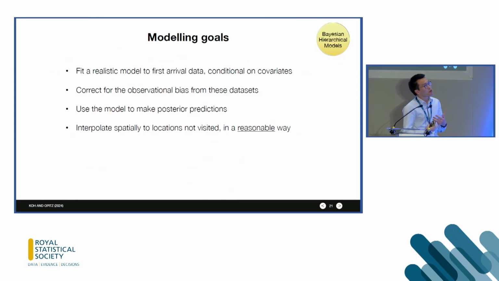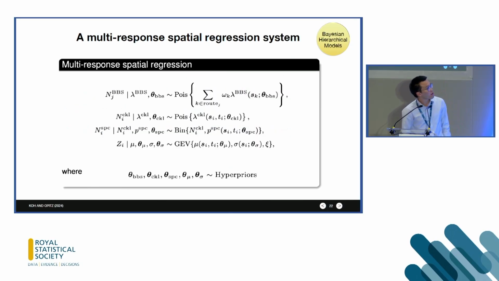Okay, we're really moving towards modeling now. The goal is to fit a realistic model to first arrival data, conditional on covariates, and then correct for the observational bias in these data sets. Then, in this Bayesian framework, we can do posterior predictions. What's important is that we can now interpolate to locations not seen, but in a reasonable way. And the reasonable way is really based on the latent ecological niche that we wish to infer, right?